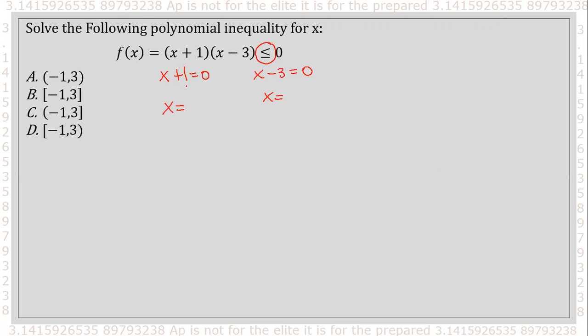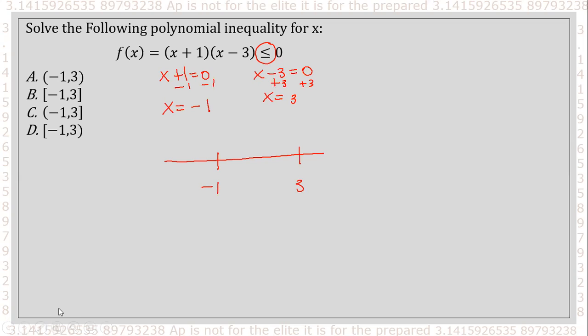So hopefully you were able to see that minus 1 gives me x is equal to negative 1, and plus 3, x is equal to 3. So you're probably thinking, what do we do with this? Well, we're actually going to go ahead and get a number line going. So negative 1 right here, and a 3 right over here.